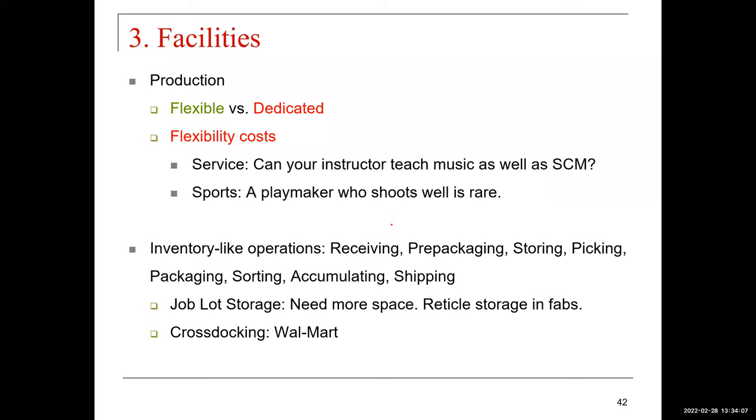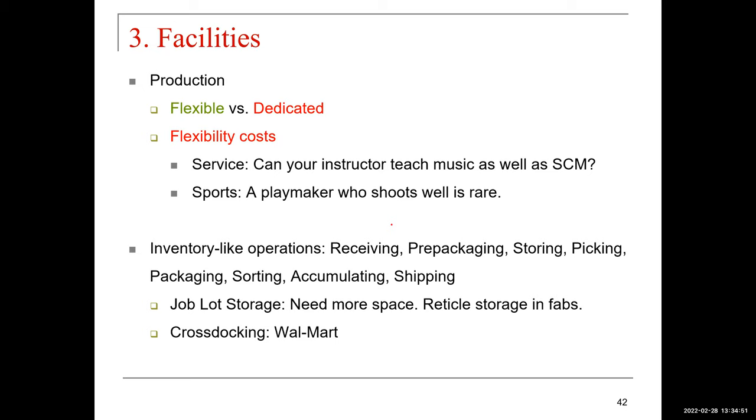So those are the type of things that we want to plan for. When we hire staff, can we cross-train them so we can have them take care of different areas of the company, so when situations arise, we can be more flexible? Inventory operations: receiving, repackaging, storing, picking, packaging, sorting, accumulating, shipping. All those things connected with the facility, job lot storage, need more space. Those are the decisions. Do you have the orders ready? Are you going to need more time? You're going to have to run overtime and so on.